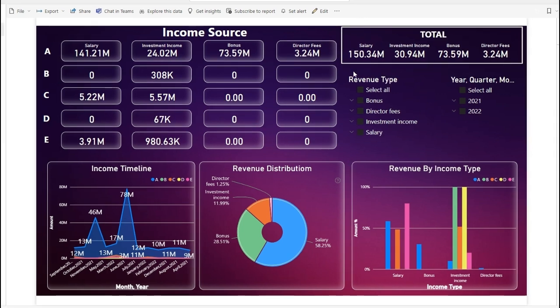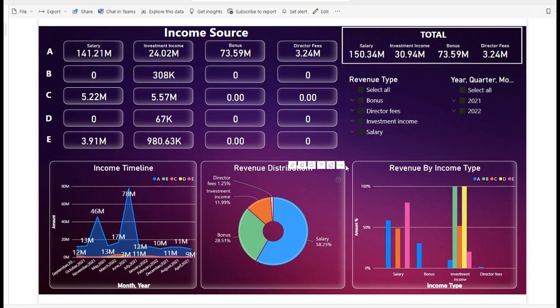The total amount of salary all the five members have generated is 150.34 million. The total amount of investment income they all have collected is 3.94 million. The total amount of bonus all have gotten is 73.59 million, and the director fees all have collected is 3.24 million. I have created four KPIs for all the various categories of the income.